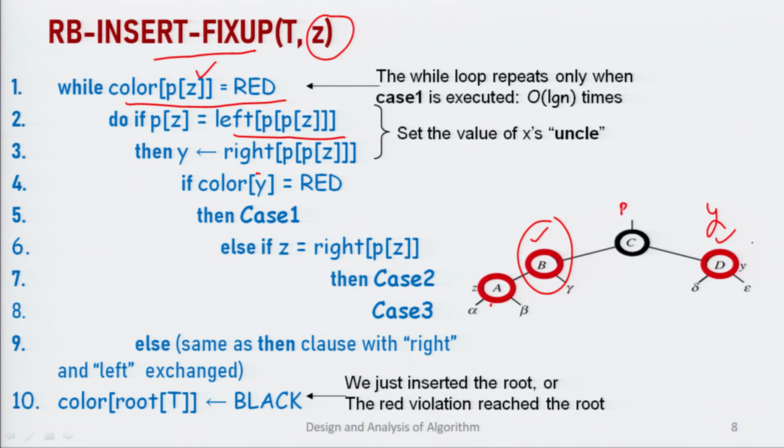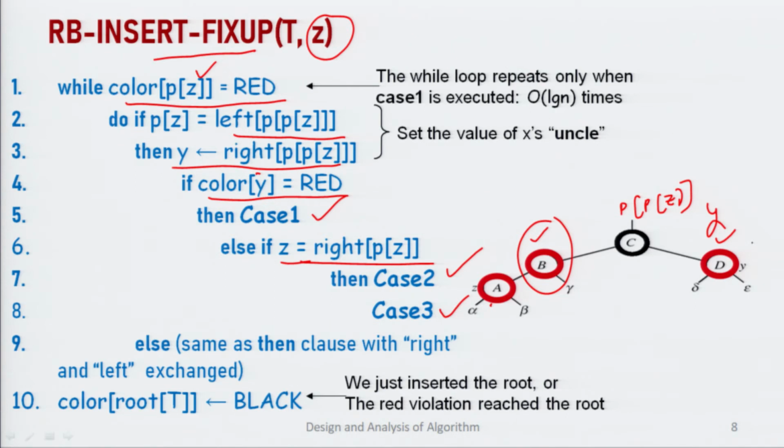This is nothing but p of z, parent of z. So, right child of parent of z would become y. Just see here, y has been assigned over here. Now, if color of y is equal to red, this is case 1. I already told you that in case 1 the color of y is red. Otherwise, if color of y is not red, it is black. So, if z is the right child of its parent, this is case 2. If it is the left child of its parent, then it is case 3.